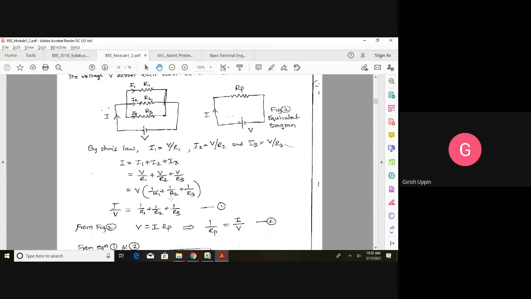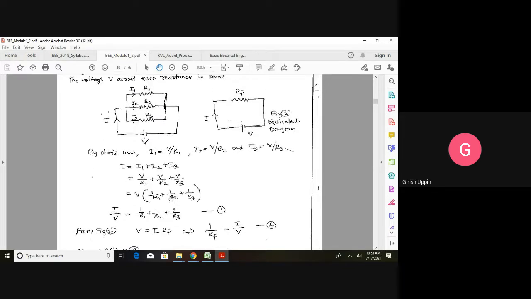Now, what is this? Suppose I have the same concept. If I have 100 volt, it results in 5 amperes. Similarly, I choose R_P in such a way that if I apply 100 volt, it will result in 5 amperes.